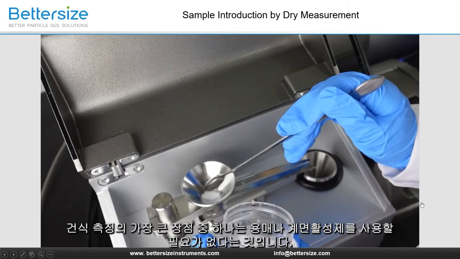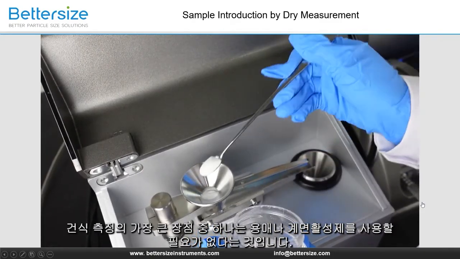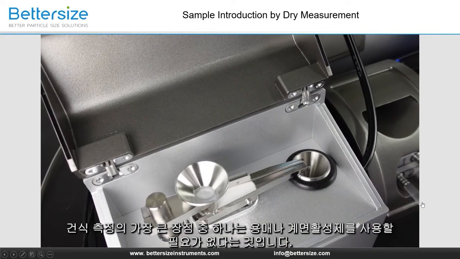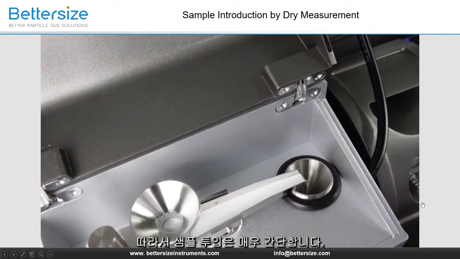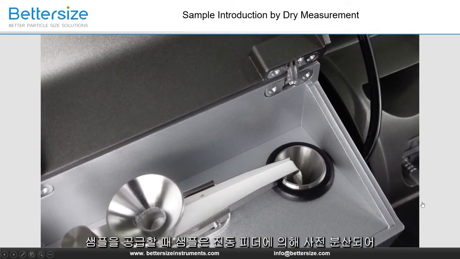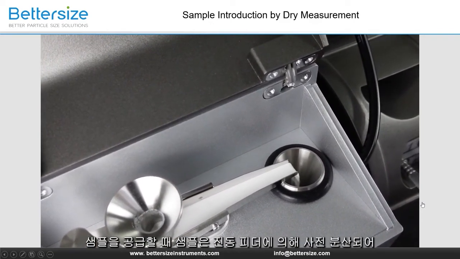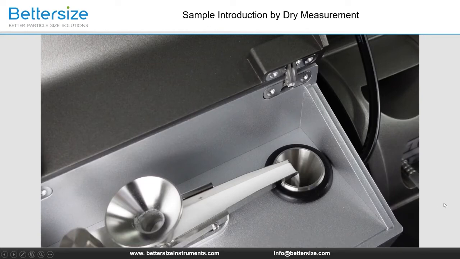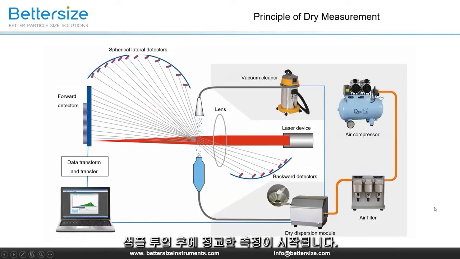One of the great advantages of dry measurement over wet measurement is no need to use solvents or surfactants. Sample introduction is therefore more than easy. When feeding the sample, the sample is pre-dispersed by a vibrating feeder, forced into a channel, and is conveyed by a venturi nozzle through the sample cell. The sophisticated measurement is followed by sample introduction.